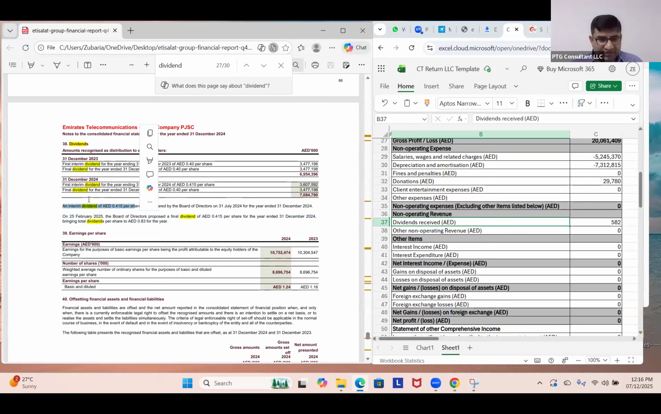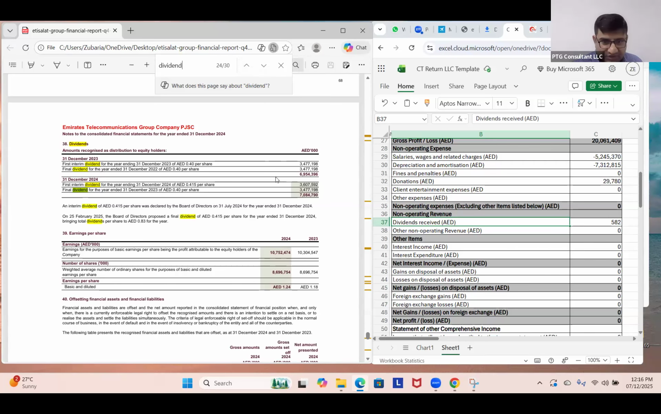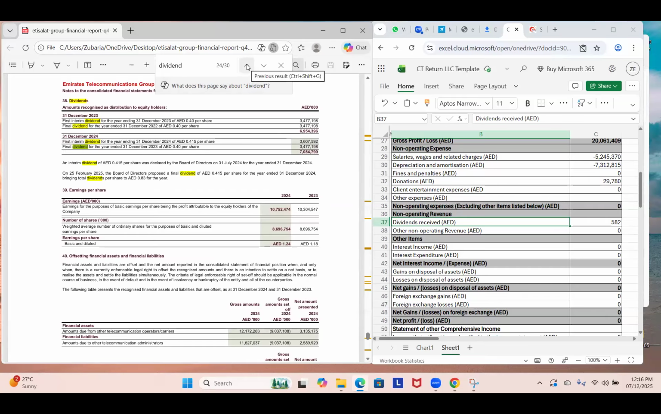Okay, let's summarize our understanding of what we are looking for. What exactly are we looking for? The total dividend we received during the year 24. So this is declared, this is not received. He's asking about how much we receive from another joint venture or the subsidiary, right? So this is not relevant.